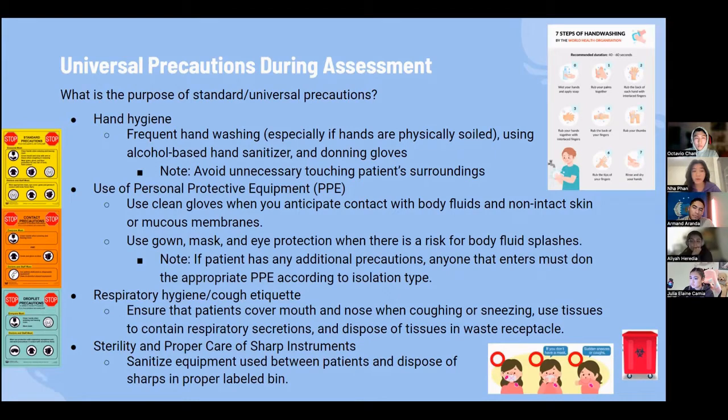So the first and most important step to prevent transmission is hand hygiene. You want to make sure you're coming into your patient's room with clean hands. It is recommended you wash your hands before and after every physical interaction with the patients. However, most nurses tend to opt for using an alcohol-based hand sanitizer before entering the room, and donning clean gloves when they go inside and disposing of the gloves when they exit.